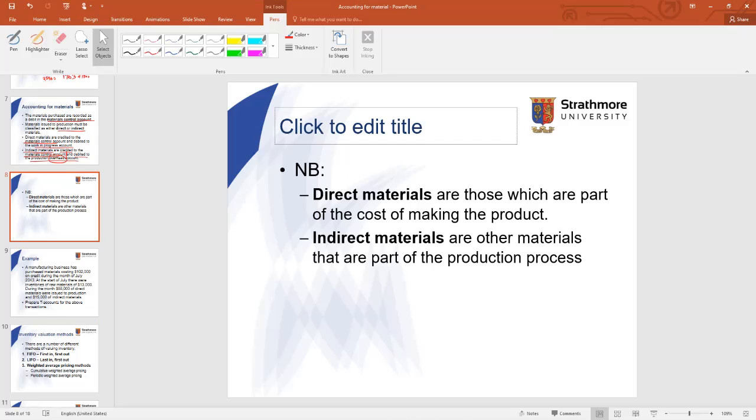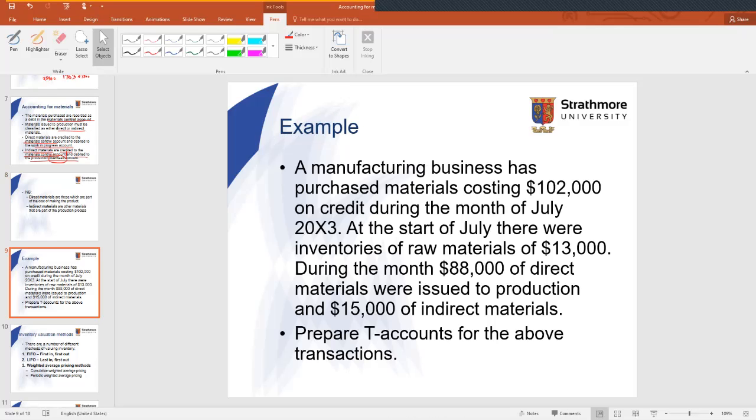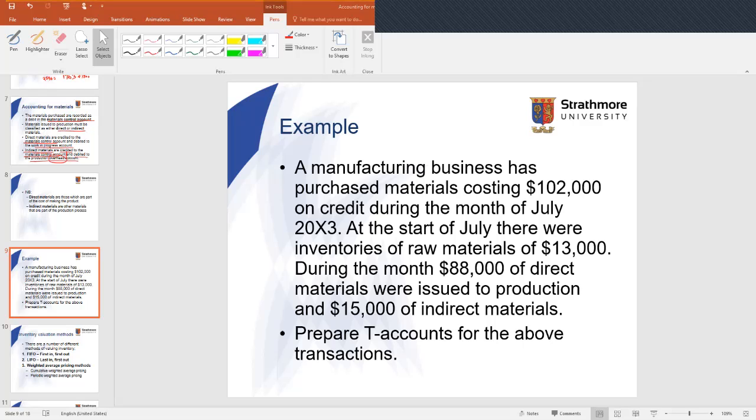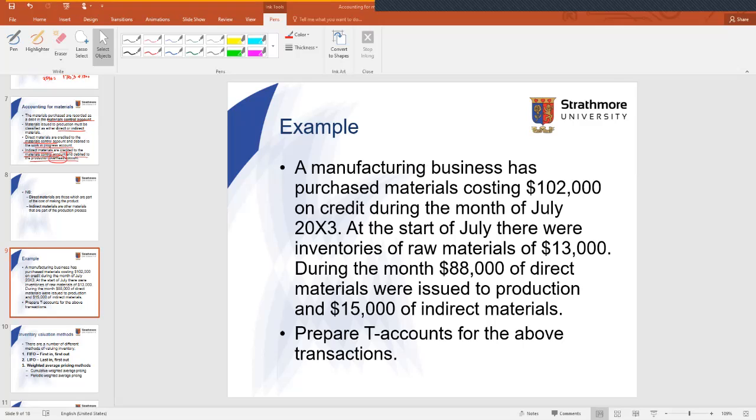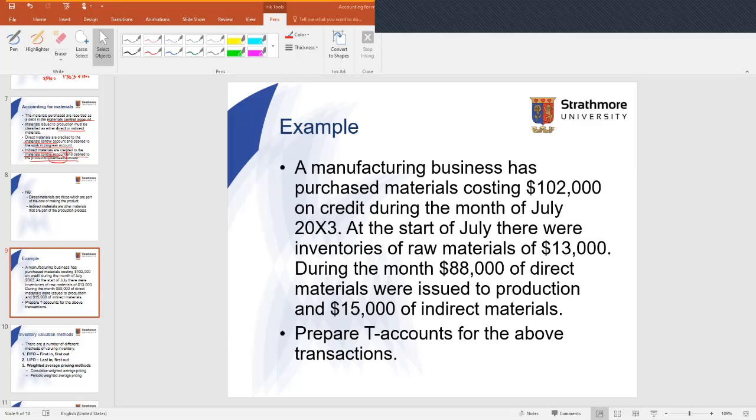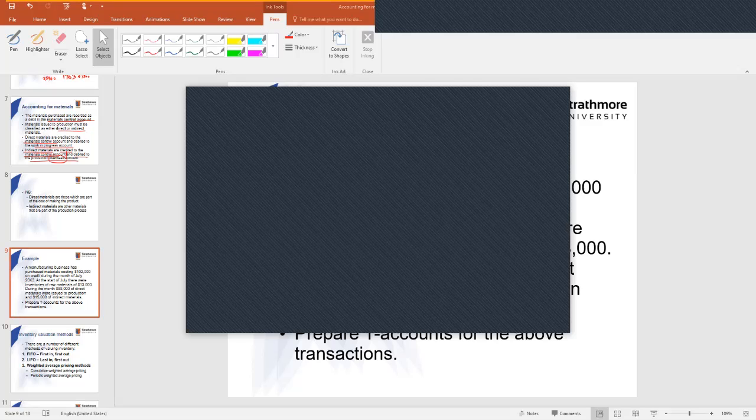An example here. We need to prepare the T accounts for the above transaction. So do that in the next 2 minutes. Prepare the T accounts for this transaction. Okay, let's prepare the accounts. So let me pick one of you to direct me how we're going to prepare it.